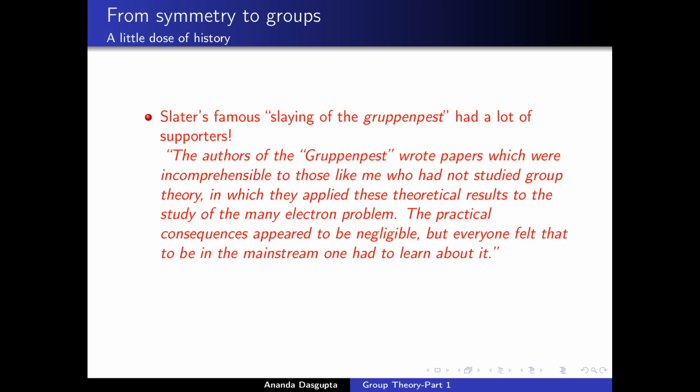Let me point out at this stage that John Slater was one of the leading experts in the world in the theory of many electron problems. And this is what he said about the use of group theory there. Continuing with Slater, he went on to say, the practical consequences appeared to be negligible, but everyone felt that to be in the mainstream, one had to learn about it.